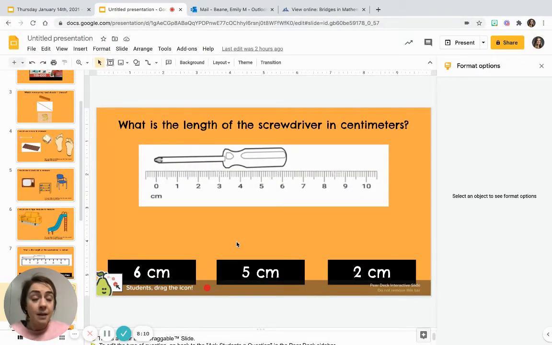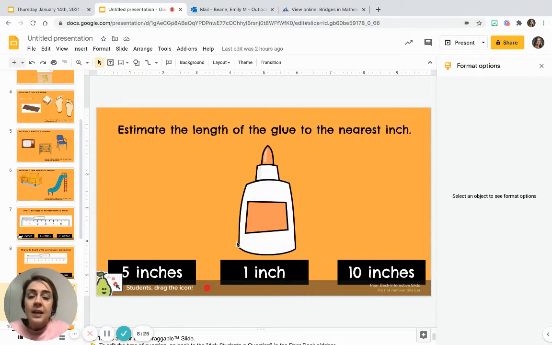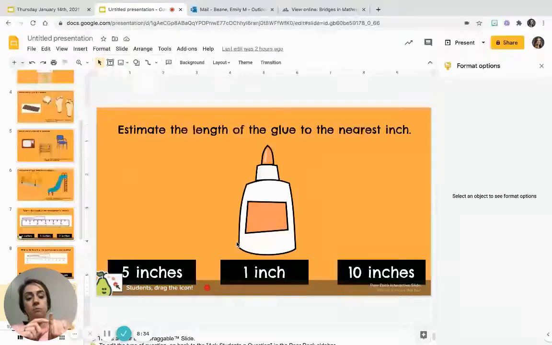Same screwdriver, but the answer is going to be different because this time the unit that you're measuring in is centimeters and not inches. So it's going to be a larger number. So you can drag your dot. Okay, now sometimes you have to estimate. So I know that 1 inch is about half of my pinky.